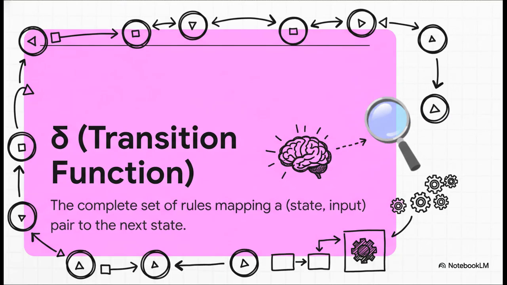And finally, the last piece of the puzzle, delta. This is the transition function. This is the brain of the whole operation. It's the complete instruction manual. For any given state and any given input, delta tells you exactly which state to go to next. There's no guesswork, there's no maybe. That's what makes it deterministic.